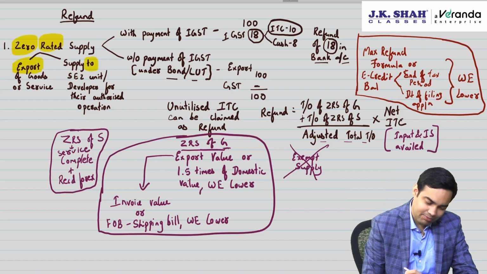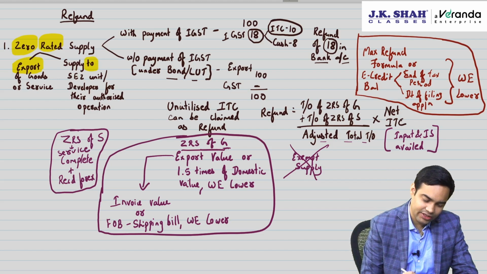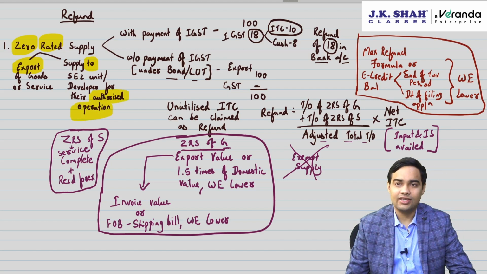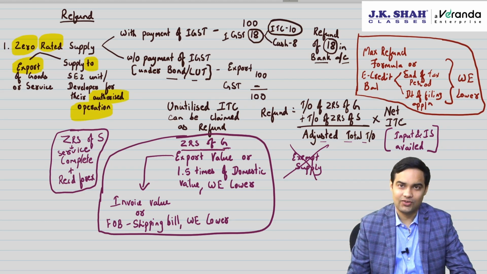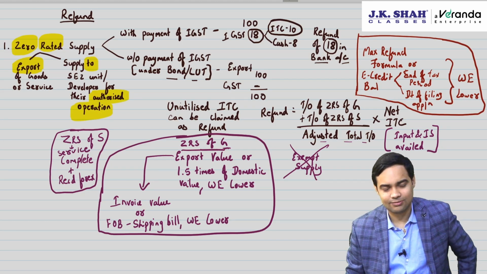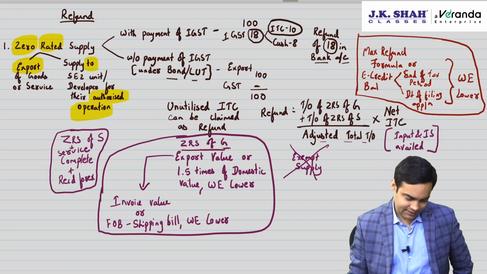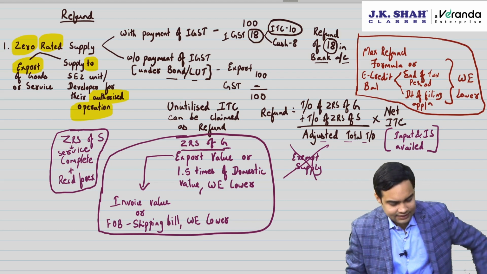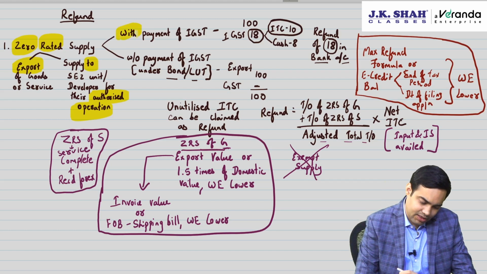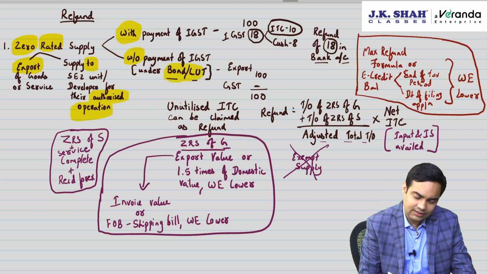Second one, supply to SEZ unit or developer for their authorized operation. Authorized operation meaning the operation for which they have got the permission. If they have got the permission for software exports, then the authorized operation would be software export. Now, ZRS can be of two types. ZRS can be with payment of IGST, or you can do it without payment of IGST, which is also called as export under bond or LUT.